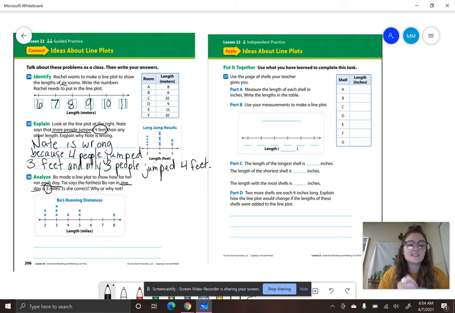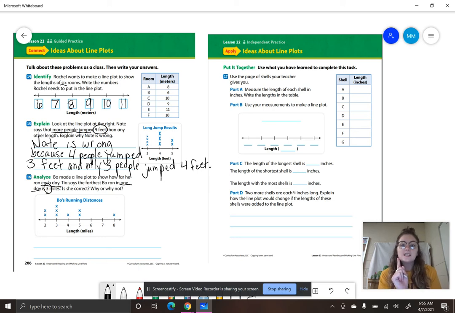So the shortest distance that Bo would run in one day was 2 miles. And there were 2 days where he ran 2 miles. The next longest is 3 miles. For 3 days, he ran 3 miles. For 4 miles, he ran 4 miles one day. For 5 miles, he ran 5 miles 2 days. He didn't run 6 or 7 miles any days. And the longest he ran was 8 miles for one day.